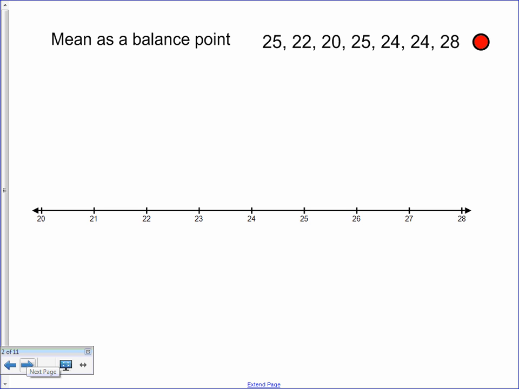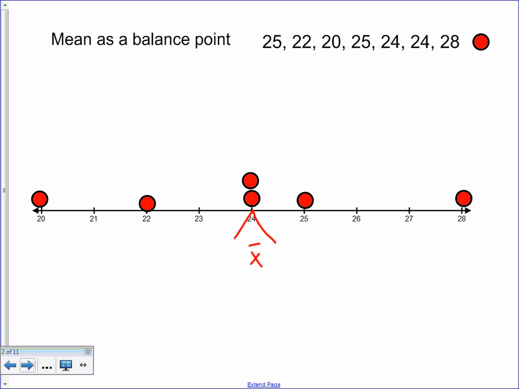So I want to talk about what mean really represents. And so I'm going to put these data points in. I got 28, 25. So I'm just going to do a dot plot with the 7 data points. And sometimes it's hard to see how things balance. And one of the cool things that happens with mean is if you take the data set and you just start moving everything towards the center.